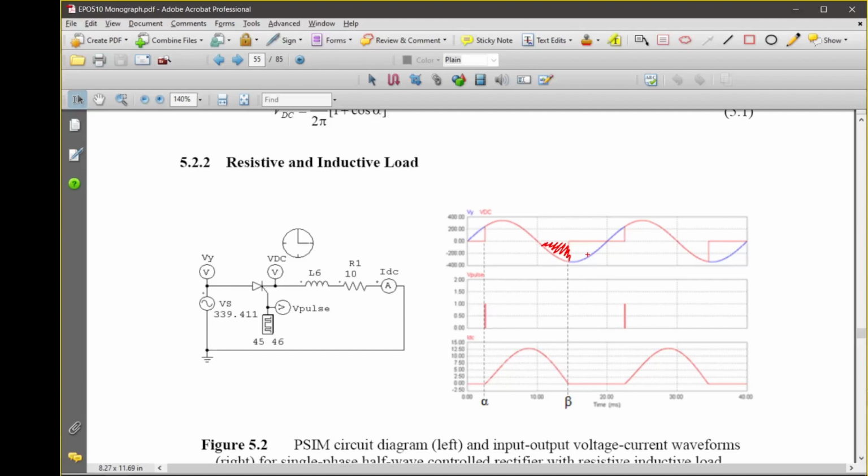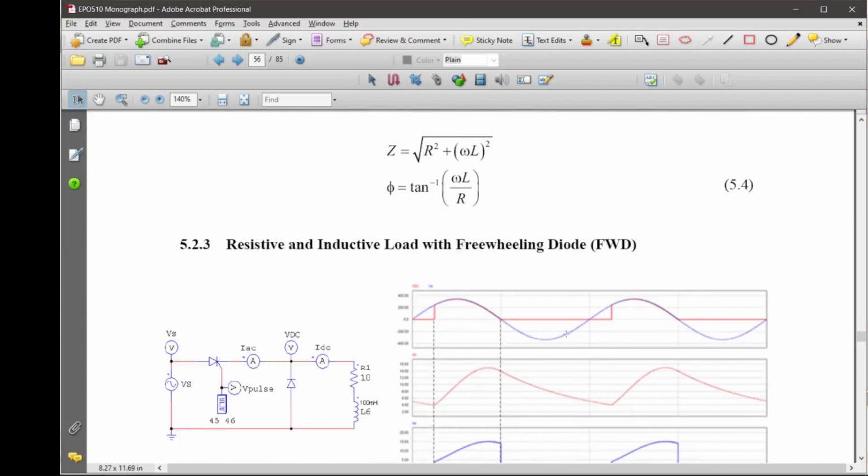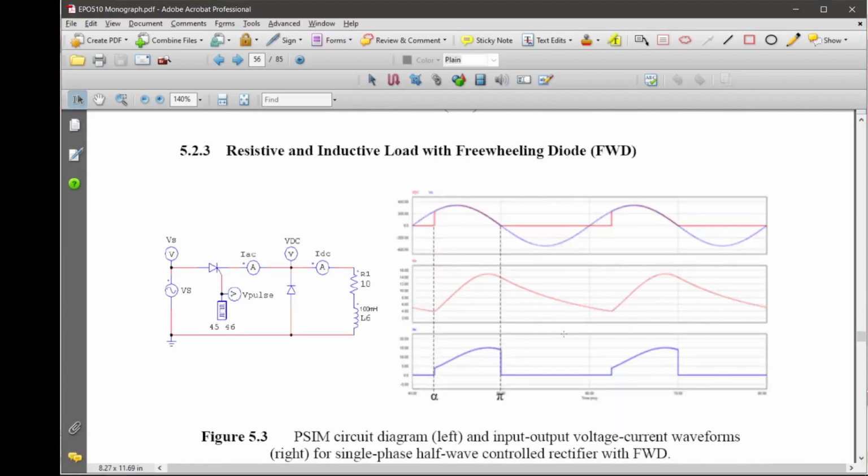So how to do that? We just simply place a diode in parallel to your load. So you simply put the diode in parallel to the load. Let's look at what happens at that time. We have a freewheeling diode there, and we know that current flows in this direction.